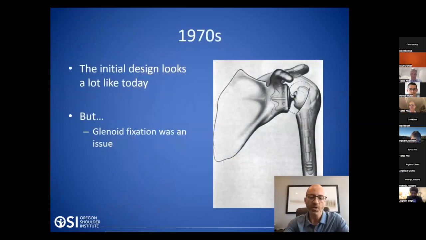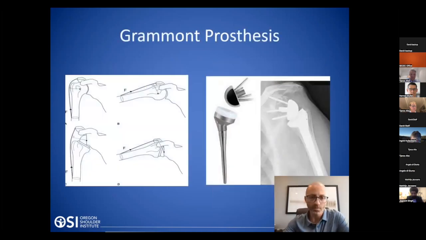It's also interesting when you look back at some of the historical designs. One of the initial designs actually had a very anatomic neck shaft angle, but the problem was glenoid fixation. Now, to solve the issue of glenoid fixation, Paul Grammont had the clever idea to medialize the center of rotation on the glenoid base plate. That improved fixation, but then subsequently, to improve the deltoid lever arm, he had to use a 155 inlay prosthesis to gain lengthening of the deltoid.